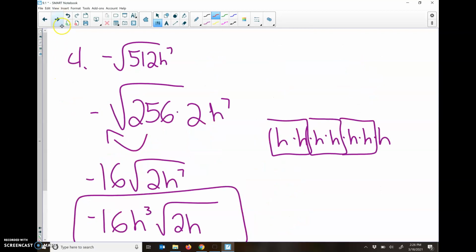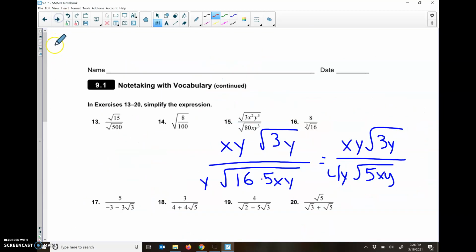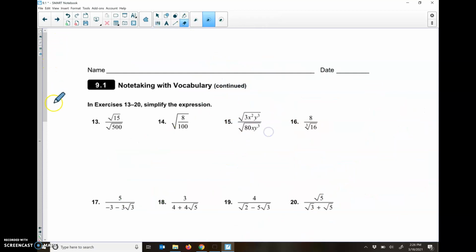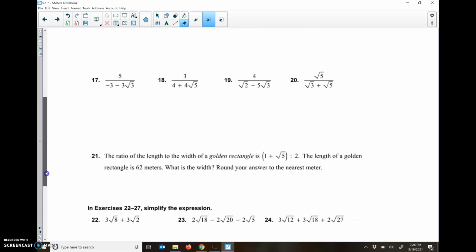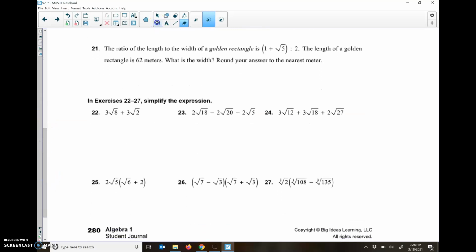All right, these they want you to simplify. Otherwise they've been pretty much the same. Square root of 15 over 500 has been pretty much the same as those. And then down here, they want you to add.